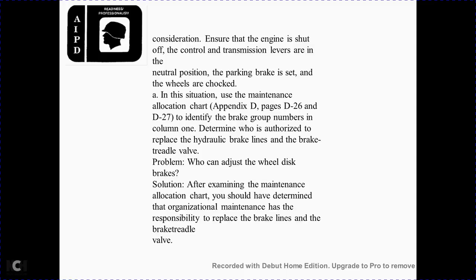Consideration: engine shut off, the control and transmission lever in the neutral position, parking brake set, the wheels of the truck chocked. Use the maintenance allocation chart to identify the brake group number and the column number to determine who is authorized to replace the hydraulic brake line and the brake treadle valve.